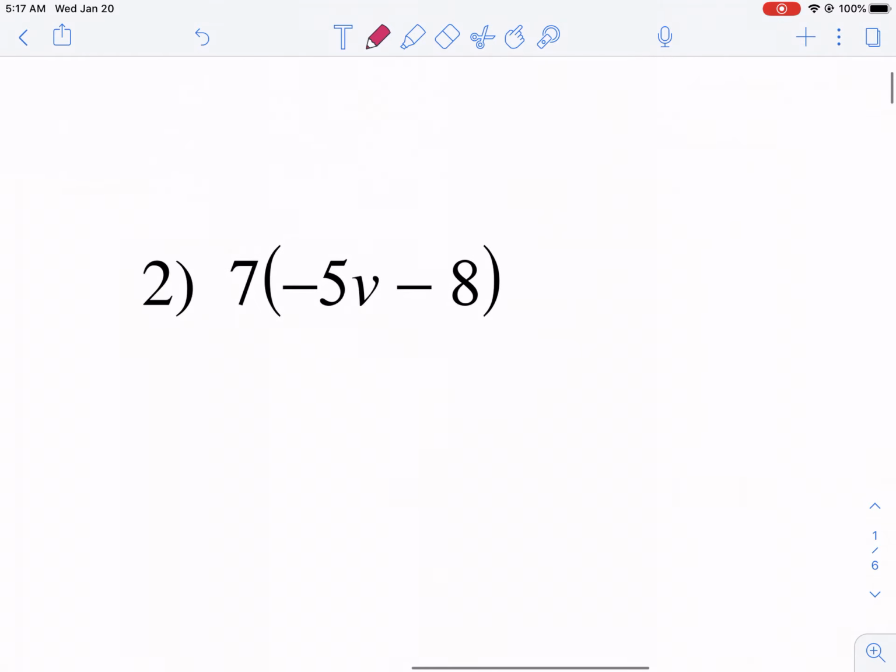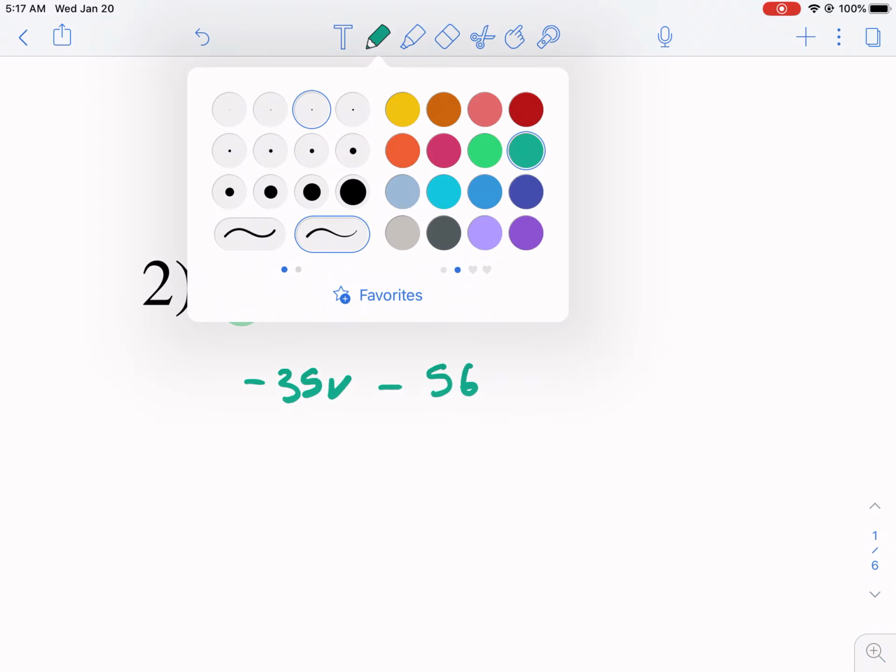Okay, so let's move on to number 2, and then we'll go a little bit faster so we can get to some tougher ones. Again, we're distributing here because there's nothing we can do inside the parentheses. This time it's just a constant outside, so we multiply just the numbers out in front and leave any variables attached. So 7 times negative 5 gives us negative 35. We leave the v attached there. And then 7 times negative 8 gives us negative 56. And that's our answer.